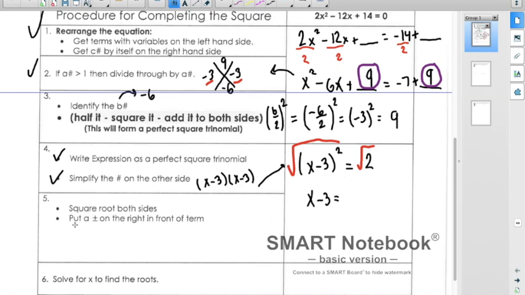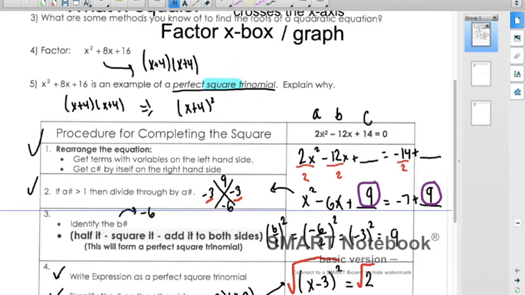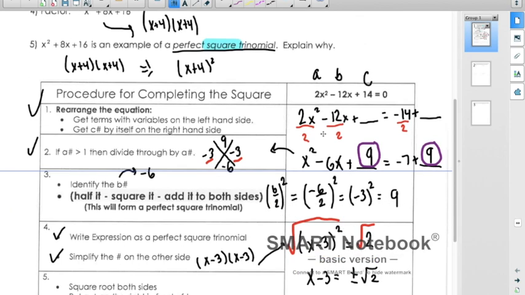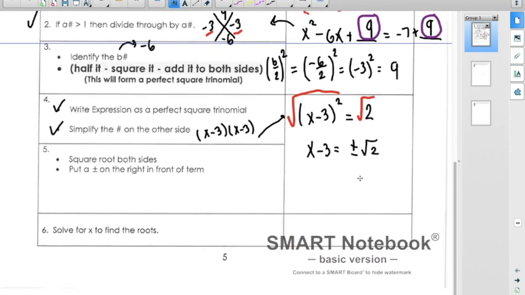equals, pay very close attention to this piece, anytime you put a number, a constant, underneath the square root, you've got to put a plus or minus with it. This little sign right here means plus or minus. And the reason is because remember on day 1 when I said anytime we're working with x squared, we're going to get 2 values for x. Having this plus or minus here will ensure that I will get 2 values for x.